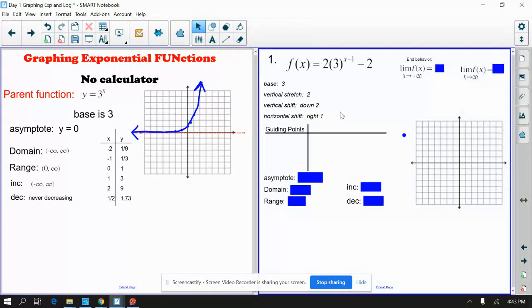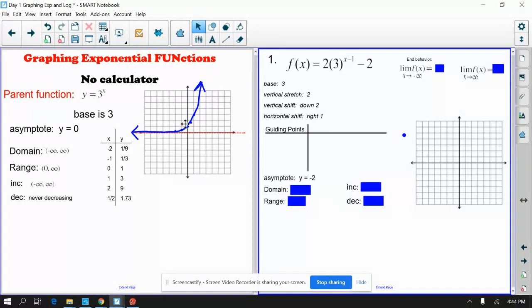Yeah, this x minus 1, what does that mean? To the right 1. So imagine this graph, first of all, stretched. So every y value gets doubled. So this y value of 1 becomes 2. This y value of 3 becomes 6, etc. All the y values get doubled. Then all the y values go down 2 units. So everything just gets sunk down 2, including the asymptote. The asymptote, which was y equals 0, will now be y equals -2.